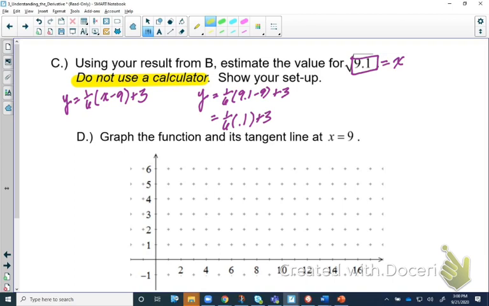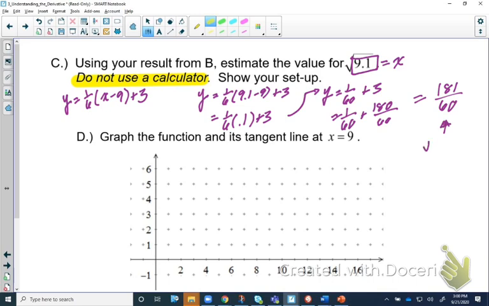So this as a fraction, 1/6 times 0.1 is going to give me 1 over 60 plus 3. And so the common denominator is going to be 60, so 1 over 60 plus 180 over 60 gives me a final 181 over 60, which is just above 3. And we saw that at 9, we should be right around 3. So if I'm just over 9, at 9.1, we should be just above 3, which is what the arithmetic is kind of showing us.